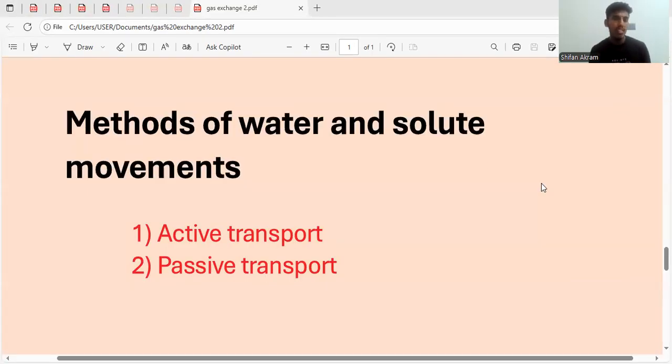Okay, now let us go through the second potential essay type question on Unit 4, which is methods of water and solid movements. We know when it comes to transportation of substances, there are two types of transport involved: active transport and passive transport. In the resource book, they haven't given any separate paragraph on active transport, but they have mentioned in separate places where active transport is involved in plant transportation. So let us take a look at that, and also go through passive transport.